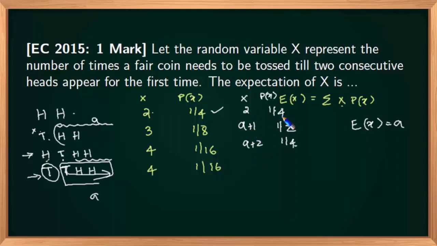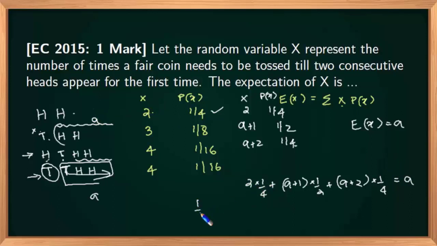So when I take this expected value, I know that the answer must be a, which means that I'm going to find the expectation now. 2 into 1 by 4, right? 2 into 1 by 4 plus a plus 1 into 1 by 2 plus a plus 2 into 1 by 4. This must be a, because this is the expected length of the number of tosses, or rather the expected number of tosses required to get two consecutive heads for the first time.